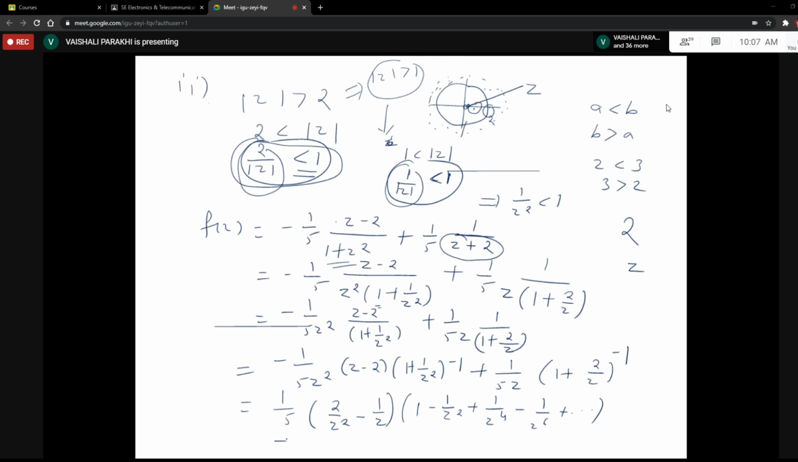Then plus 1 by 5z into bracket. Again the same expansion. 1 plus z, z means 2 by z. 1 minus, no? This sign will be minus here. Then plus z square means 2 square is 4 by z square, minus 8 by z cube. Then if you want, you can write one more term, 16 by z raised to 4 and so on.